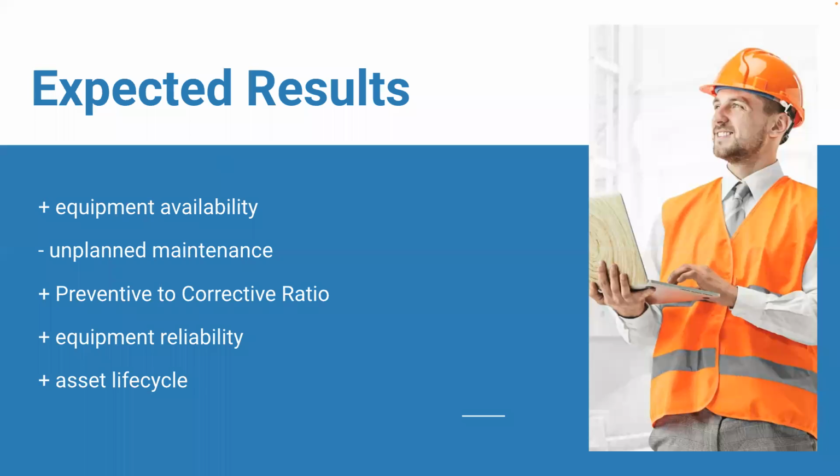Okay, so with that, we expect that we can increase our equipment availability, reduce our unplanned maintenance, and be more preventive than corrective, right? So we want to make sure that that ratio is higher on that end, and that will increase our equipment reliability as well, right? If we are addressing situations before they actually happen, then we are maintaining availability and we're also making the equipment a bit more reliable, in a sense.